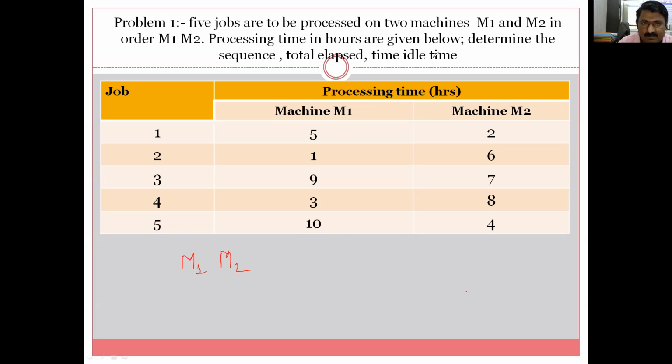Okay. Processing time in hours is given. Determine the sequence, total idle time, and so on. So we have to decide the sequence first, then all the other things can be done further. Okay.